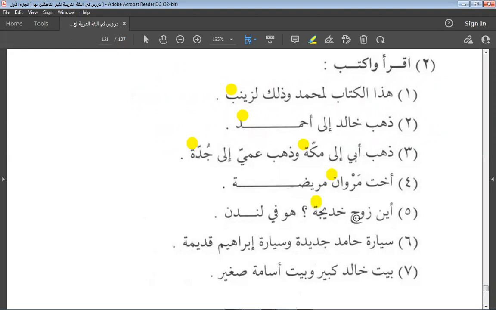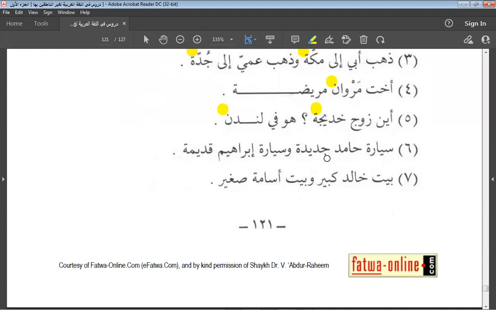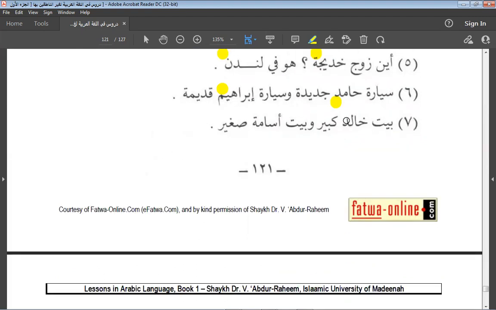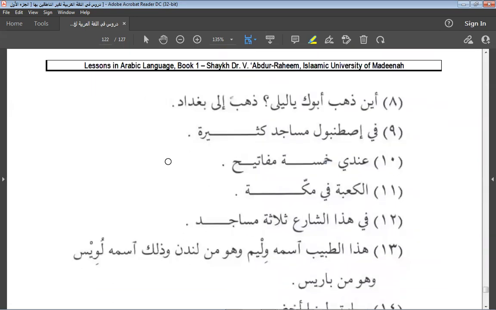أين زوج خديجة؟ Where is Khadija's husband? هو في London. So London will also end with fatha. سيارة حامد جديدة. وسيارة إبراهيم. سيارة حامد but سيارة إبراهيم قديمة. بيت خالد كبير وبيت أسامة صغير. Please, on your own, read this over. If you have the hard copy, read it over and over and try to identify the mamnu min as-sarf and give them the appropriate vowels.